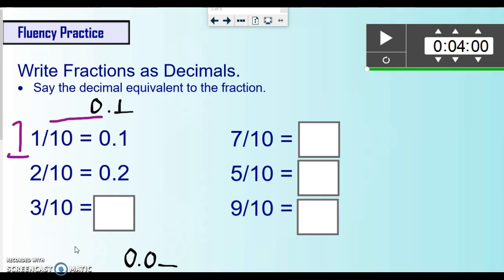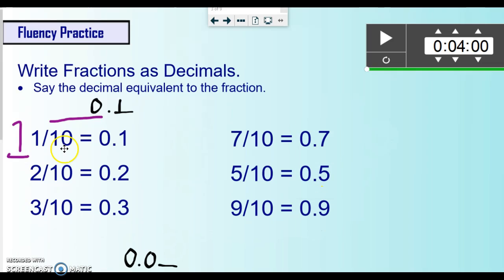All right, friends, I'm sorry if that wasn't enough time, but we're going to keep moving. So 3/10 as a decimal gives you 0.3. And the funny part about it is when we say these, we say them exactly the same. So 7/10 is 0.7, 5/10 is 0.5, and 9/10 is 0.9.